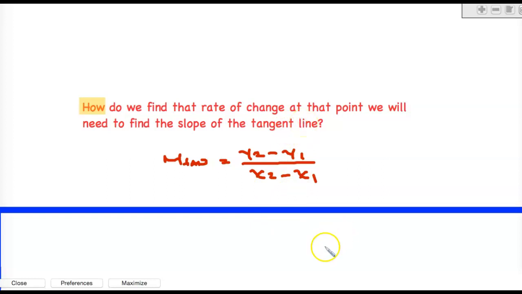And so in that case, at that single point, if my point here was (1, 3), and these x's are the same, then x sub 2 minus x sub 1 is 1 minus 1, so the denominator is going to give you 0, and you cannot have 0 in the denominator. So in order for us to find the slope of the tangent line, we are going to need to use the slope of a secant line.